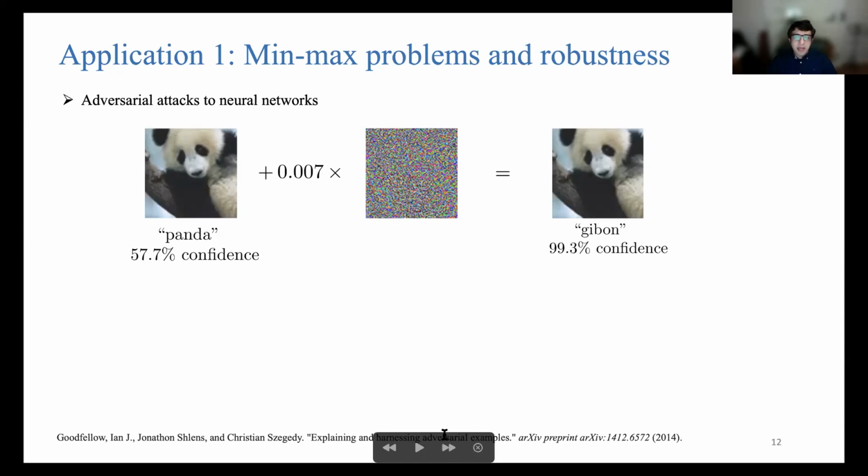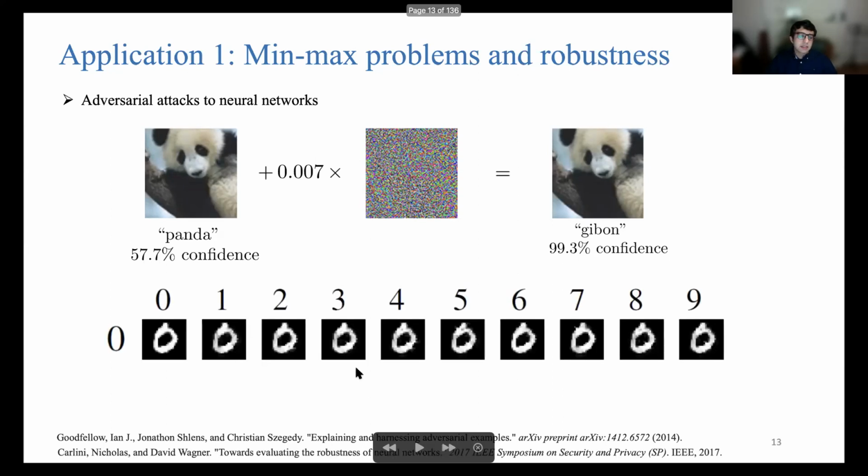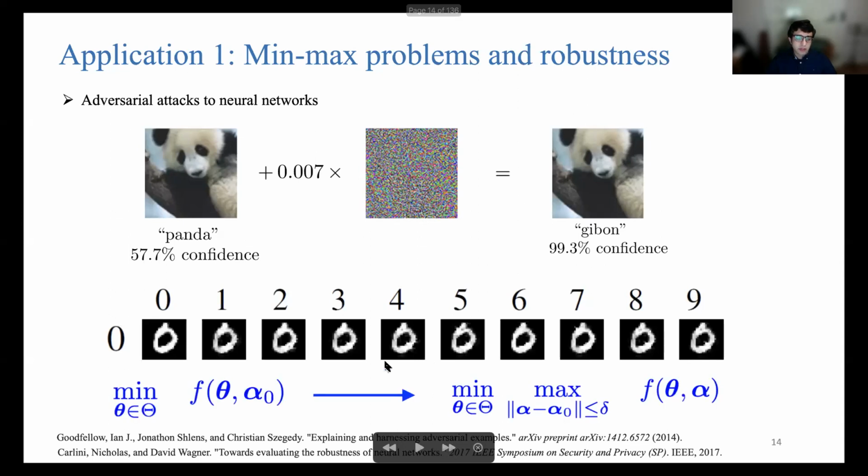This is not because of pandas or gibbons. You can basically deceive neural networks to classify anything to any other thing than regularly trained neural networks. For example, in this example, this is for classifying MNIST digits. So the goal is to classify digit 0. These are all digit 0, but they only change a little bit in different pixels. So if you look very closely, they are a little bit different, but the neural network classified this one as 1, this one as 2, this one as 3, and the last one as 9. So you can deceive the network to whatever you want.